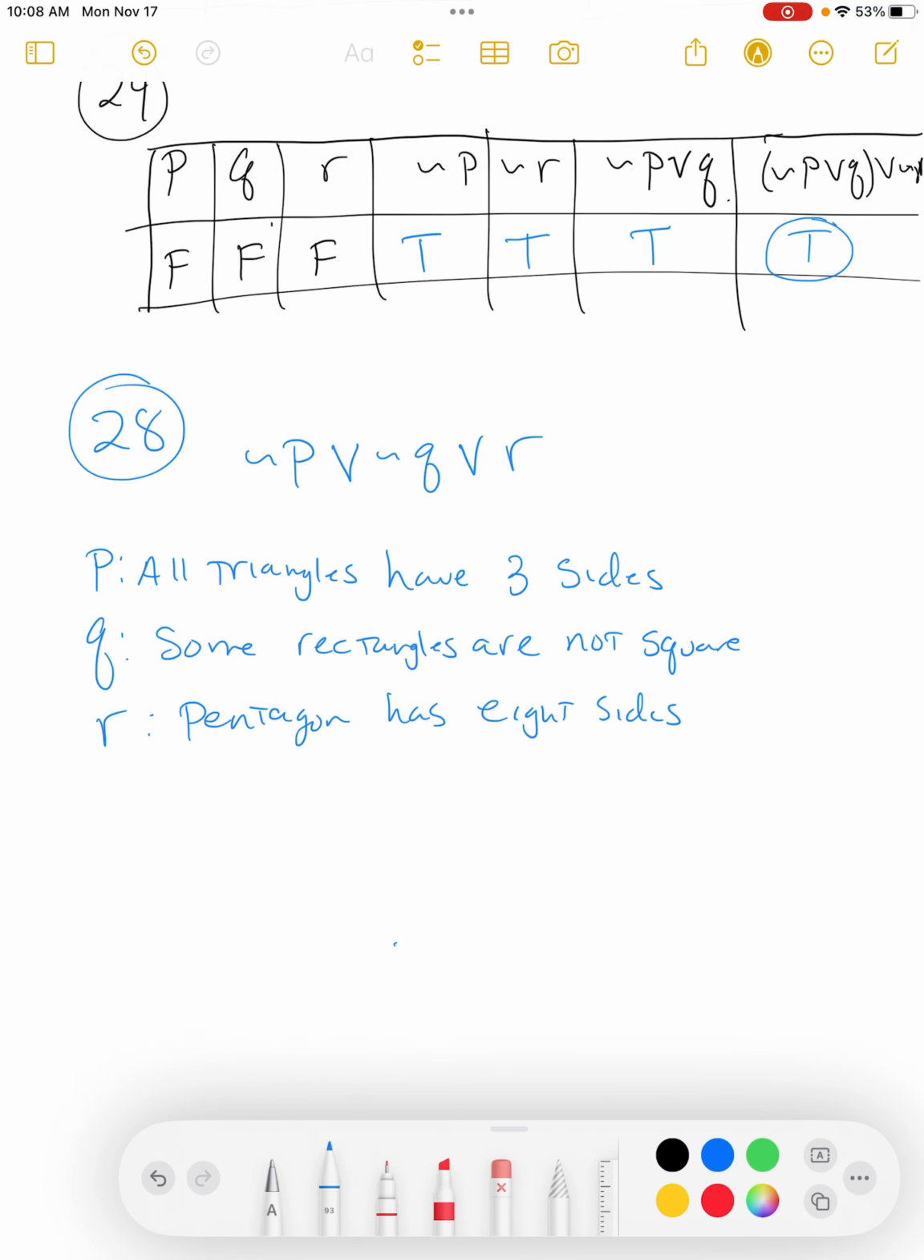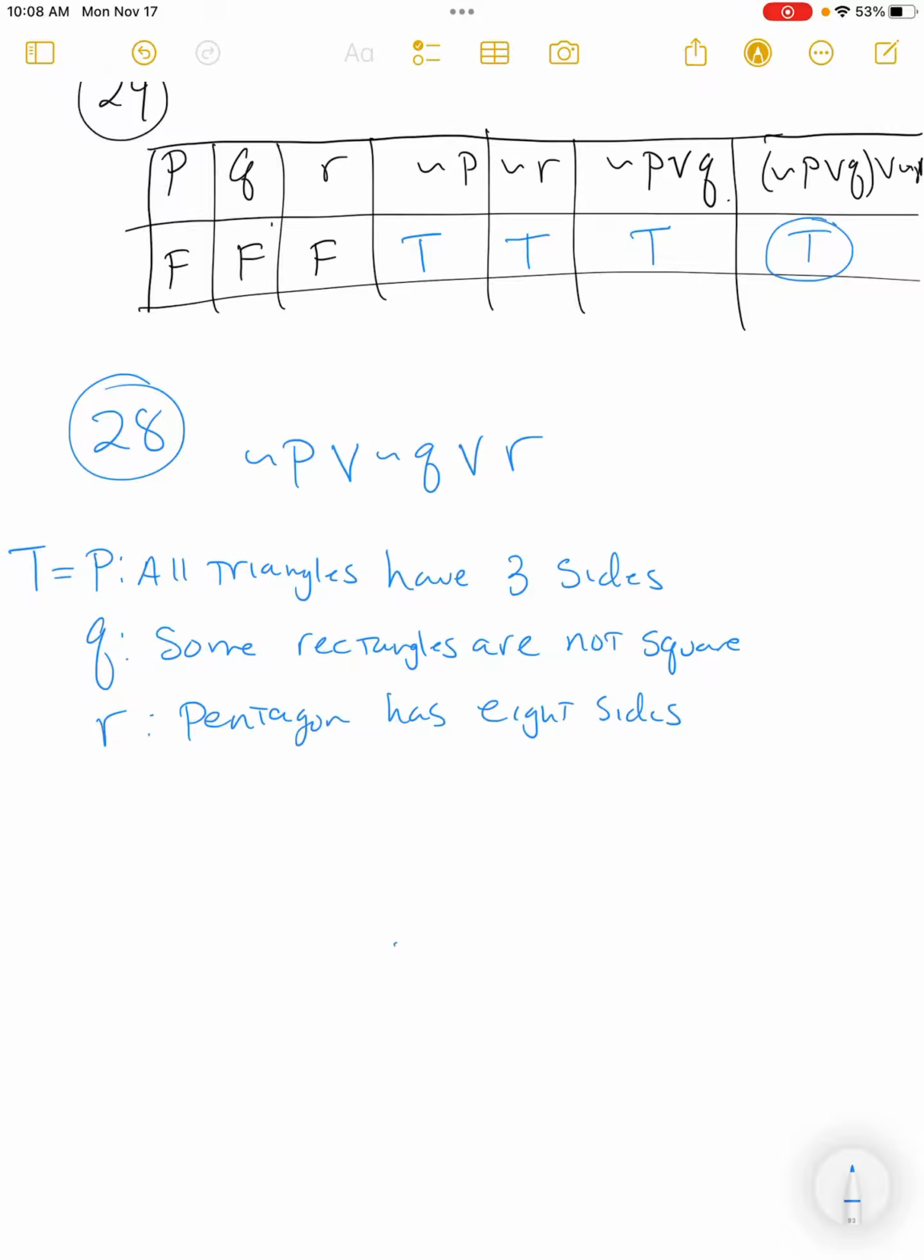And again, what do we need to know? We need to know the truth values of each. Let me see if it will let me switch colors. The answer to that is no. Okay, so what's P? All triangles have 3 sides. P is true, right? Q is some rectangles are not squares. That's true. And pentagons have 8 sides. Nope, pentagons have 5 sides, so that last one is false. So out of all of this, we know P is true. And maybe this is the best way to do it. P, Q, and R. P is true, Q is true, R is false.